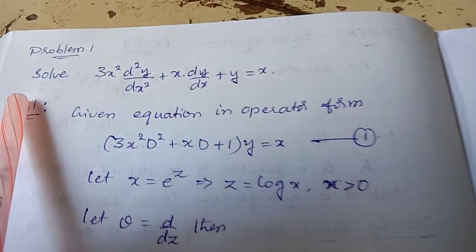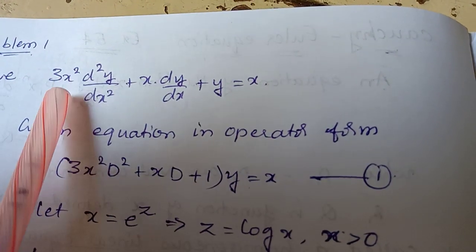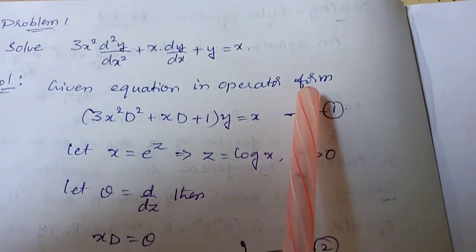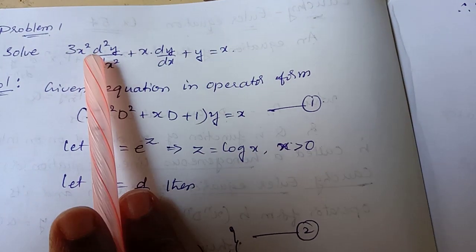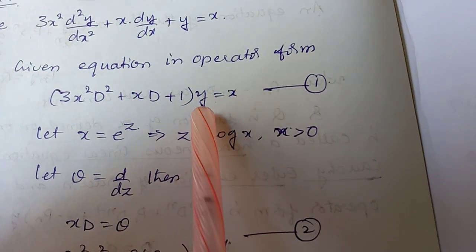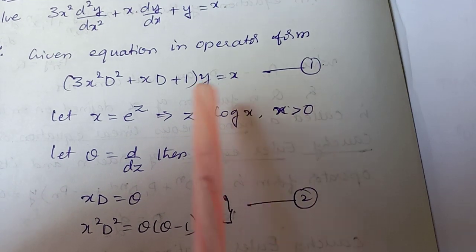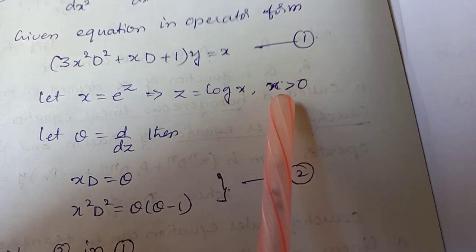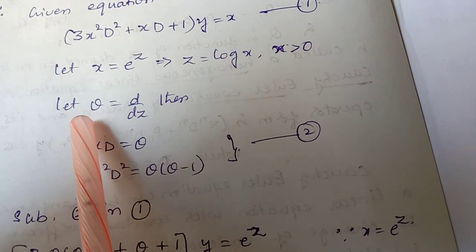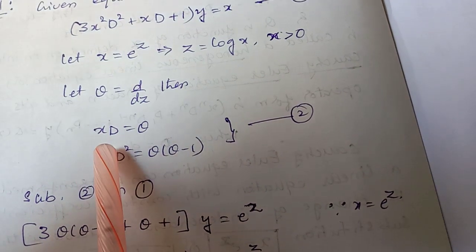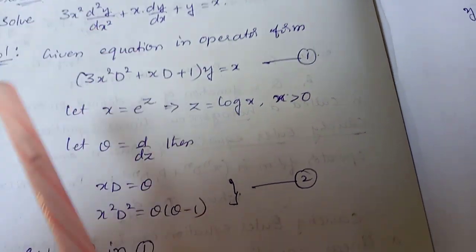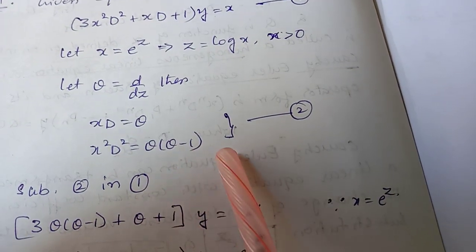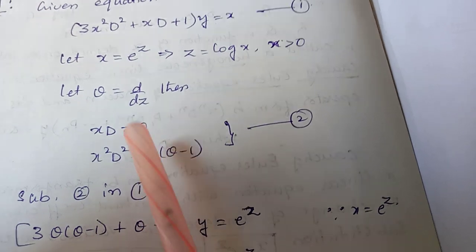Problem 1. The question is 3x^2 d^2y/dx^2 + x dy/dx + y = x. We write the given equation in operator form: (3x^2 D^2 + xD + 1) y = x. This is equation 1. Here we substitute x = e^z, or z = log x, where x is a positive value. Theta = d/dz. Since the equation is of order 2, we take xD = theta and x^2 D^2 = theta(theta-1). These two are equation 2, and this is 1.